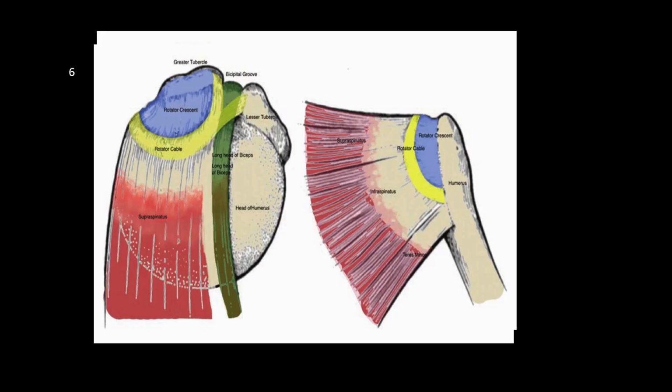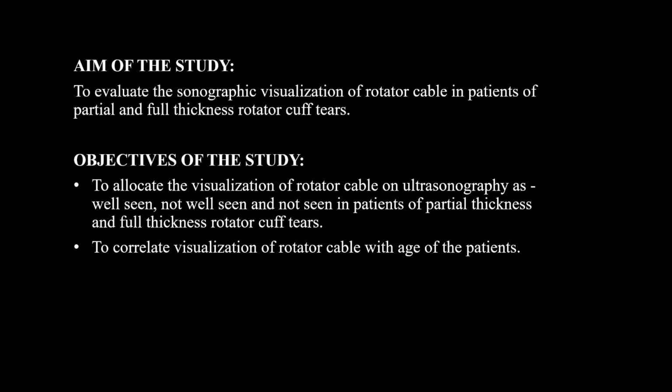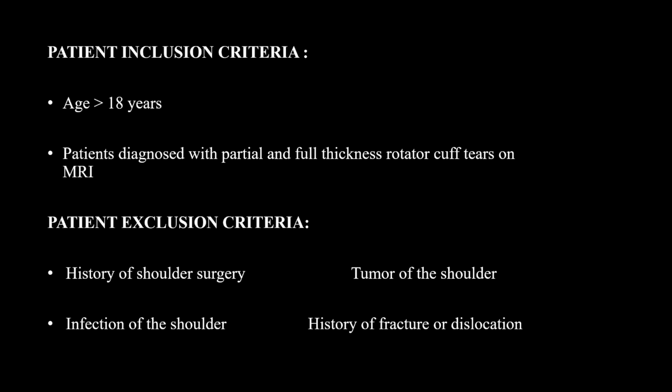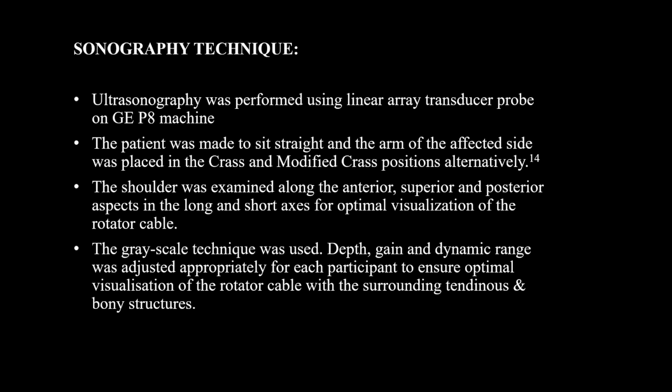So this is the diagram. We can see the supraspinatus and infraspinatus attachments, rotator cable, and crescent and attachments. The aim of the study is to evaluate sonographic visualization of the rotator cable in patients with partial and full thickness rotator cuff tears. And the inclusion and exclusion criteria are as given on the screen.